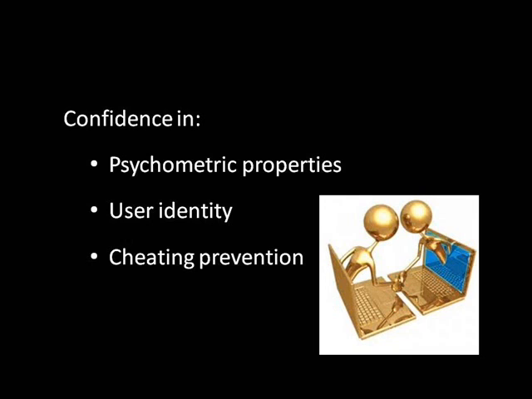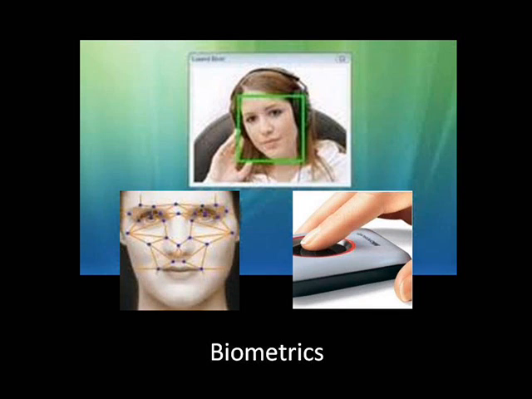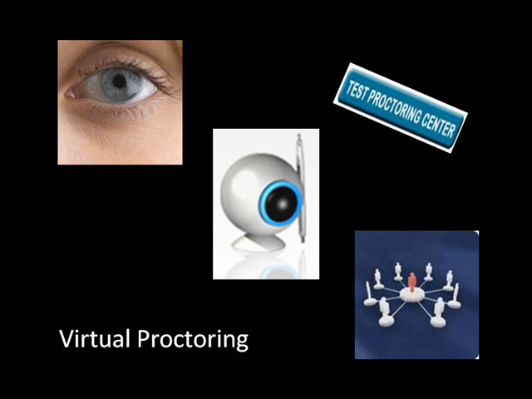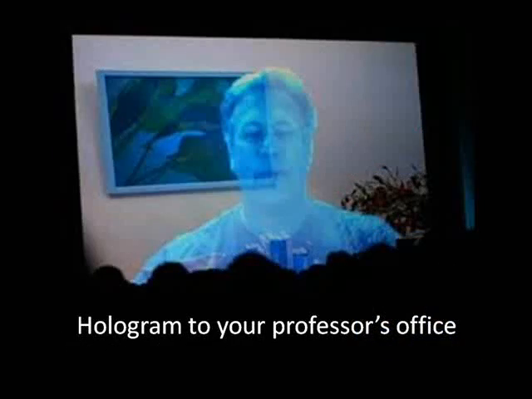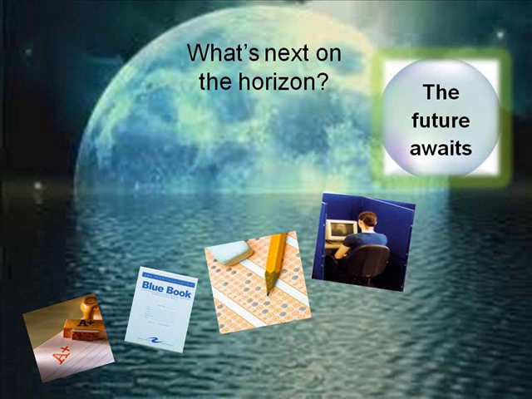The widespread adoption of computer-based testing will be based on educators, students, and consumers of the outcomes being confident in the psychometric properties of these assessments. In addition, the widespread concerns about the test taker's identity and concerns about cheating need to be satisfactorily addressed. Potential remedies may include biometric logon procedures to confirm identity, virtual and centralized proctoring may be used, or maybe using holographic technology, the student will be transported to the professor's office to engage in the testing procedure.